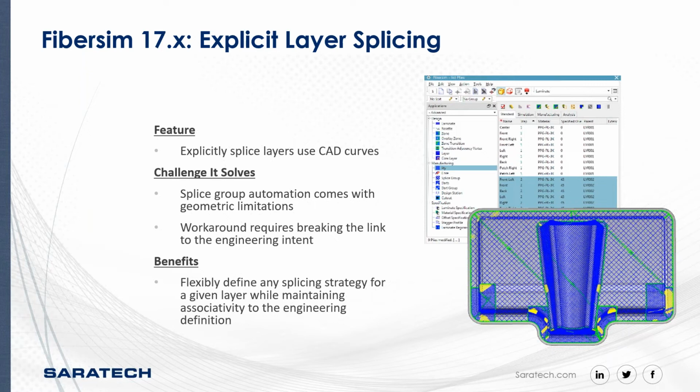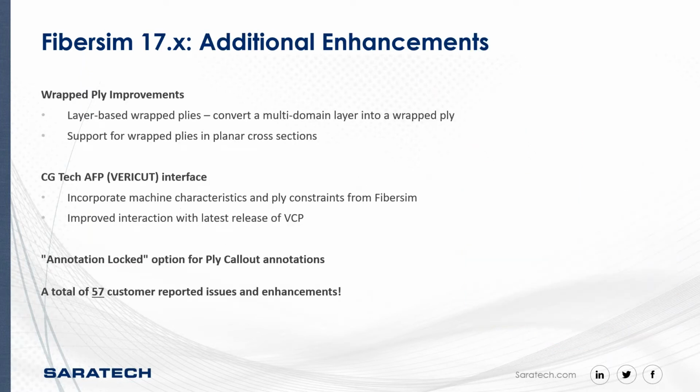Now, all these capabilities that I've talked about here are really focused on expanding the knowledge and capability that's built into Fibersim, right? The ways that users can either define parts using forming or evaluate them using the forming simulation, the way they can document them, using the shaded cross sections and the planar cross sections, and now the way they can divide them for manufacturing using the explicit layer splicing. So we really do attempt to add capability all across the product suite as we work on the features in Fibersim.